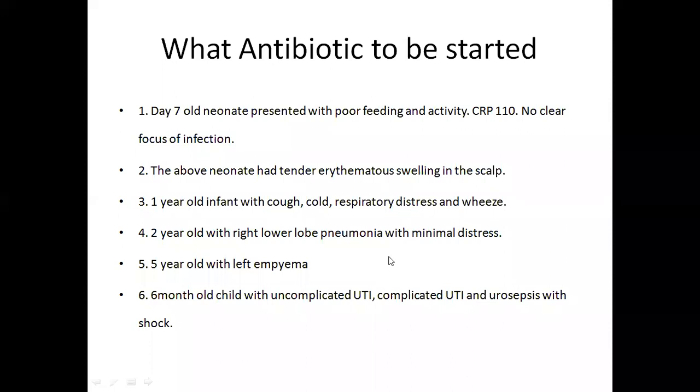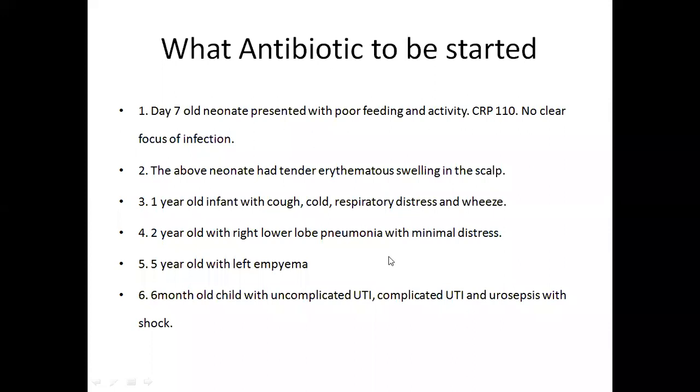Clindamycin, also not wrong. But again, it's about the local data. So what is the incidence of resistant Staphylococcus aureus in your area? That determines the drug of choice here again. So if your MRSA incidence is very high, then there's no point of starting cloxacillin and clindamycin. So you cannot take this. So there the drug of choice again is vancomycin.